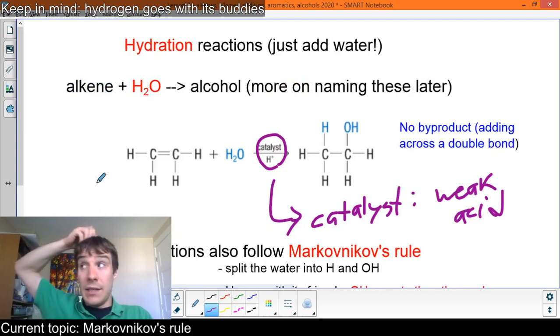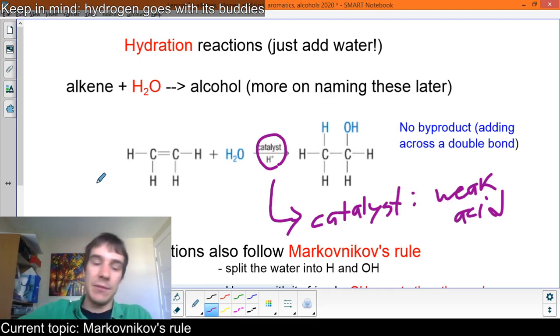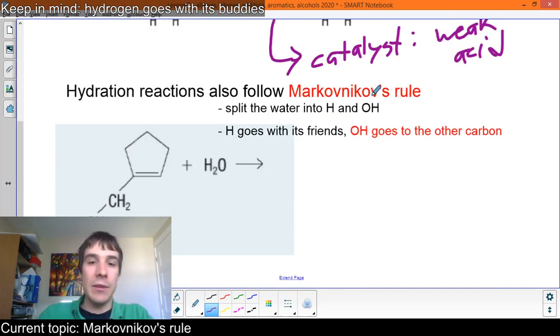One of those other things is hydration. Hydration reaction means adding water, right? You add water, hydrate. When you hydrate, you add water to yourself. Same thing here. We're adding water across a double bond. It's easier to think of this water as HOH, right? There's a hydrogen and a hydroxide, HOH. And we're adding it across a double bond. Same thing. The hydrogen is going to go one way, the OH is going to go another way. And this follows Markovnikov's rule. Split the water into an H and an OH.